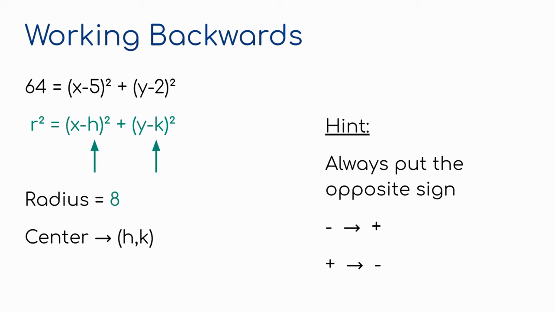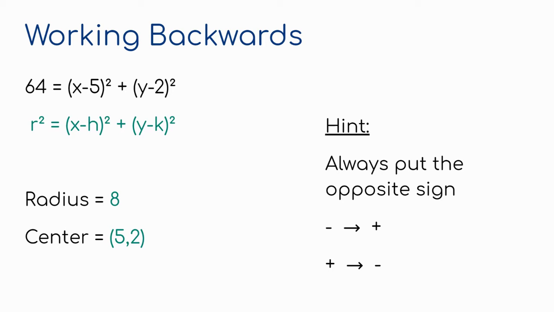in the equation. So what that means is if we have x minus 5, h is going to be the opposite of negative 5. So it's going to be positive 5. The k is going to be the same as the opposite of minus 2. So the opposite of minus 2 is positive 2. So the center of this circle is positive 5, positive 2, even though there are minuses in front of them in the equation. So the hint is always put the opposite sign. Right now we have minus 5 and minus 2. So our center is going to be positive 5 and positive 2.